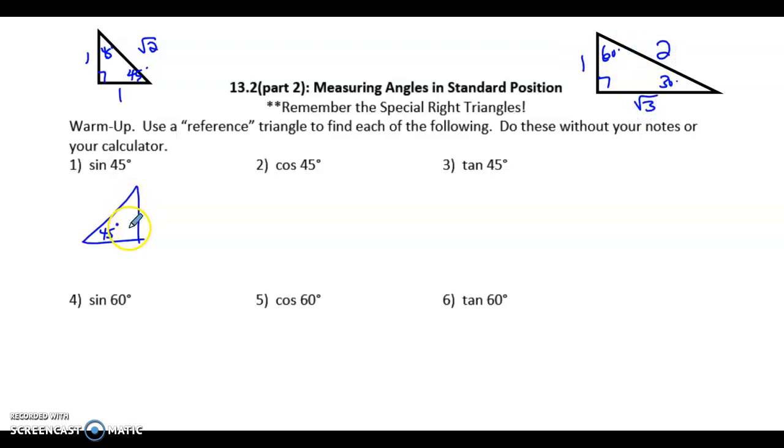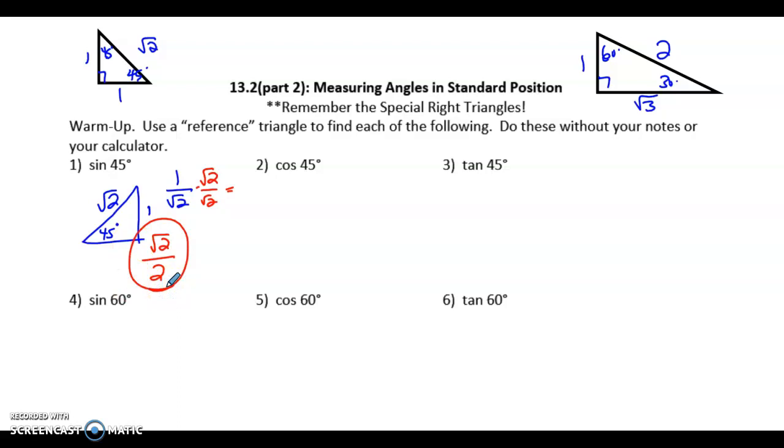All right, so sine of 45. So we're going to let the side be opposite, which is 1, over hypotenuse, which is square root of 2. Okay, we can't leave a radical in the denominator, so we need to multiply by the square root of 2 over the square root of 2. So we get the square root of 2 over 2.